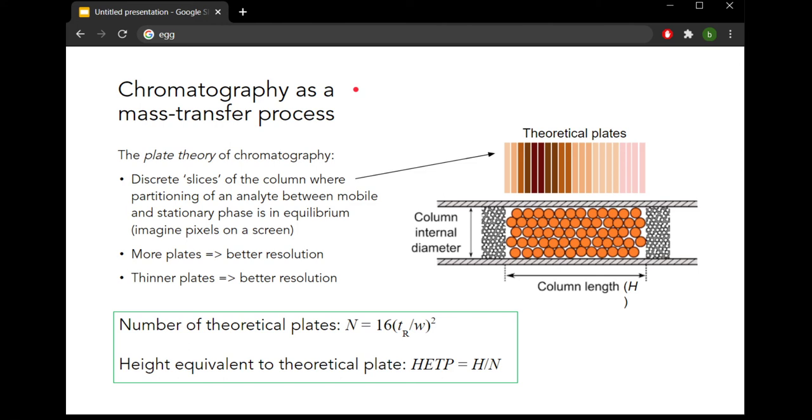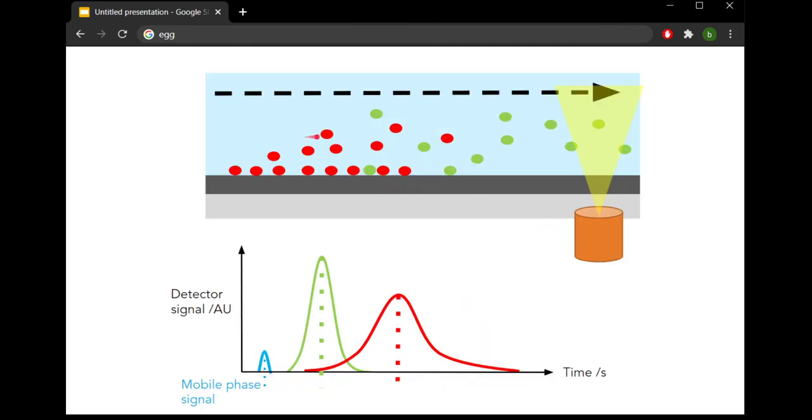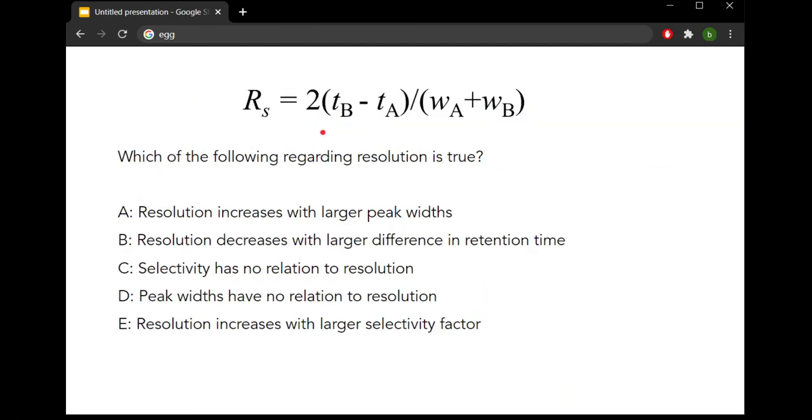One way of thinking of chromatography is also as a mass transfer process. We have a column like this, and we can separate each part of the column into discrete slices, where the partitioning of an analyte between the mobile and stationary phases is in equilibrium. That sounds very complicated, but we can imagine it as the ratio of analytes in the mobile phase versus those associated with the stationary phase. If we take a look at this old diagram here, let's imagine this portion is a slice of our column. We'll have some molecules in this slice associated with the stationary phase, as well as some associated with the mobile phase. This is what we call an equilibration. So those are in equilibrium at that time point in the column.